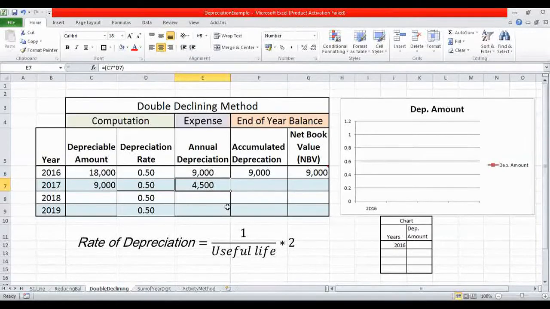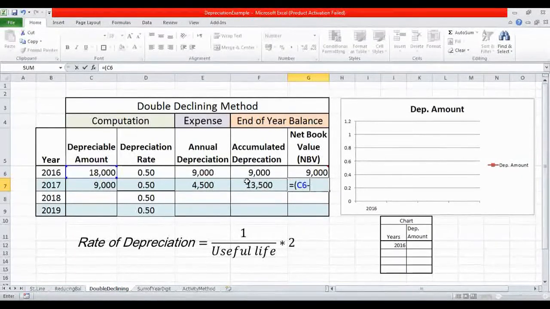Now 4,500. Now accumulated depreciation will be again 9,000 plus 4,500. So we are going to write over here. I'm simply using the same method, same way to calculate as we did in the last. Only difference between these methods is the way to calculate the rate of depreciation. So 13,500. Next, we need to calculate the net book value. So in order to calculate the net book value, we will use 18,000, the initial amount, minus the accumulated depreciation.